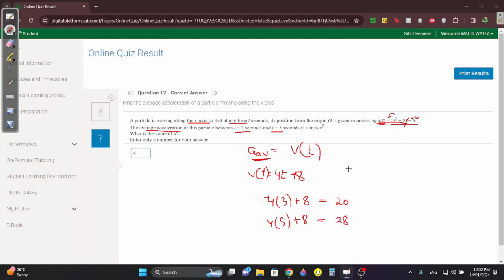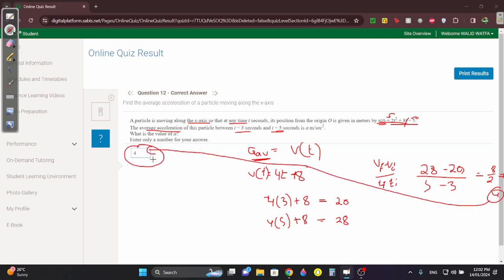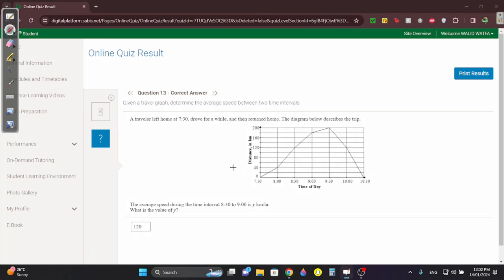Okay, how do you find acceleration? V final minus V initial over time final minus time initial. Okay, the final velocity is 28, the initial velocity is 20, the time final is 5, and the initial is 3. You'll get 8 over 2, which is 4. That is your answer. Okay, again, they gave us a graph.